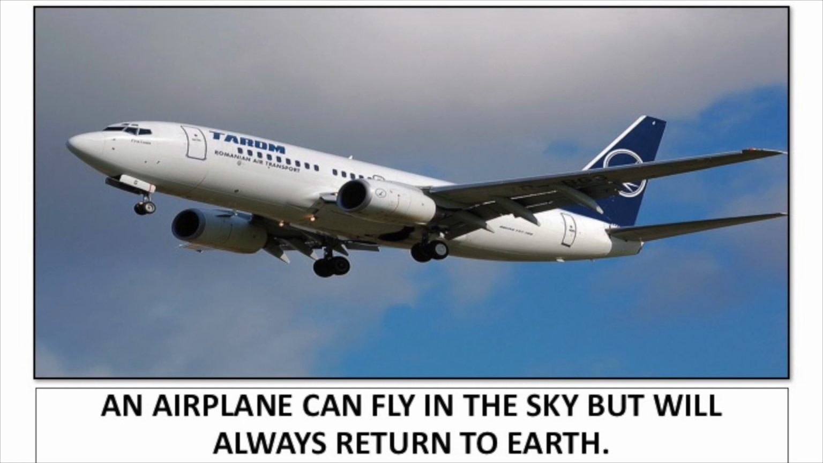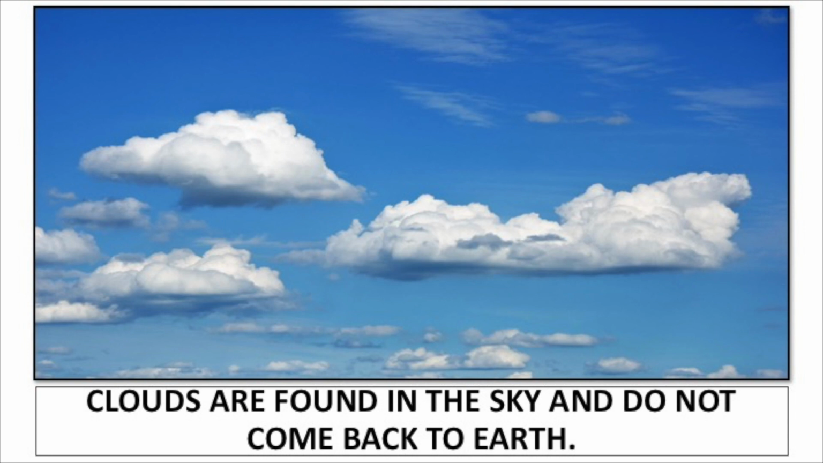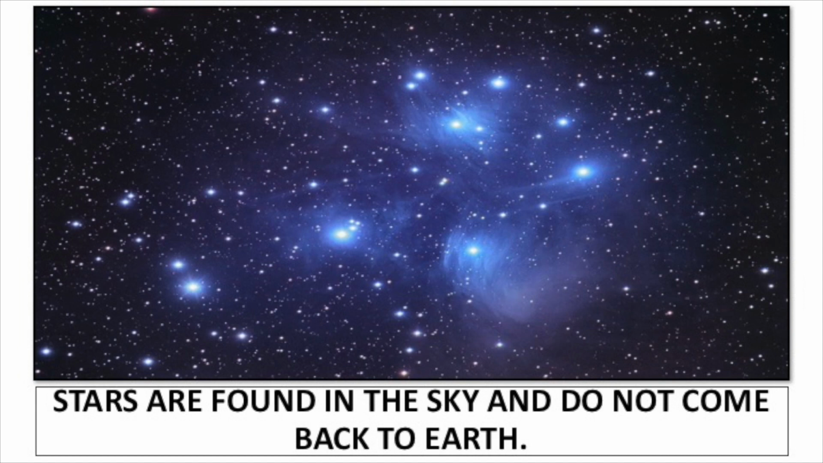An airplane can fly in the sky, but will always return to Earth because of gravity. A kite can fly in the sky, but will always return to Earth. But how about some objects that don't return to Earth? Clouds. Can we see clouds in the sky? Do the clouds ever come in the classroom? They're not controlled by gravity. Clouds are found in the sky and do not come back to Earth. Stars are found in the sky and do not come back to Earth. Why?